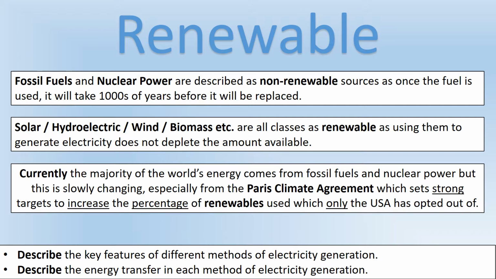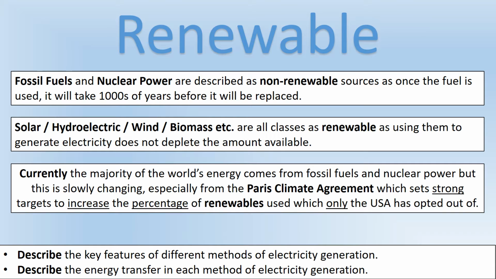So at the moment, most of our energy comes from fossil fuels and nuclear power. Different countries have different balances. So if you go to Scandinavia, they have a much higher percentage from renewables. In France, they have a much higher percentage from nuclear power. In America, they have a very high percentage from fossil fuels, for example. But this is something we're trying to change.